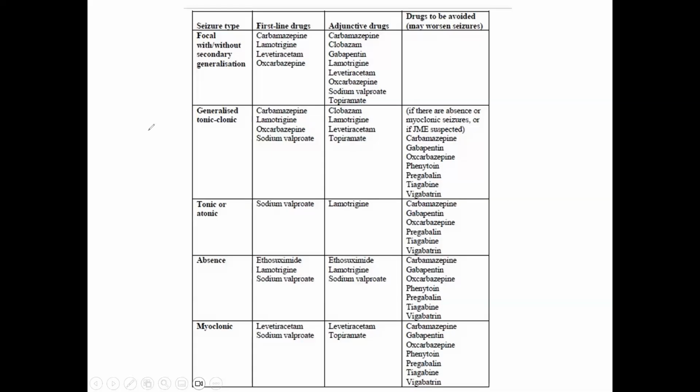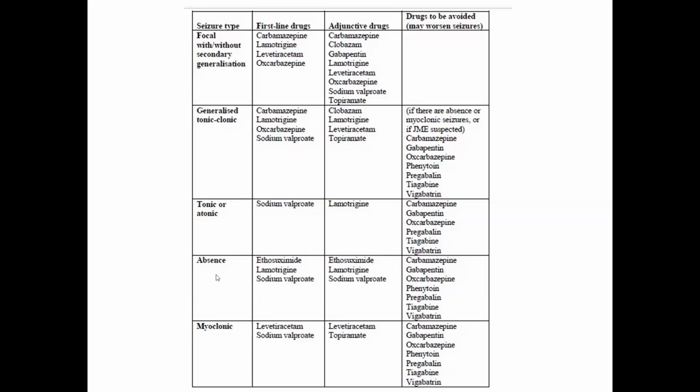So again, we'll go through this table. For focal seizure and GTC, remember first line is carbamazepine and lamotrigine. For GTC, sodium valproate also can come as first line. Second line would be clobazam and levetiracetam. Remember those two to three drugs for focal and GTC.